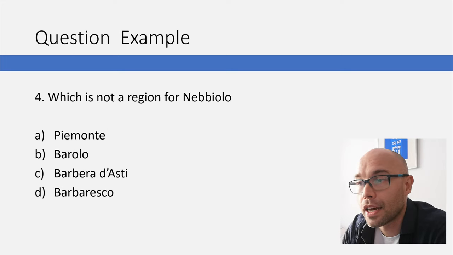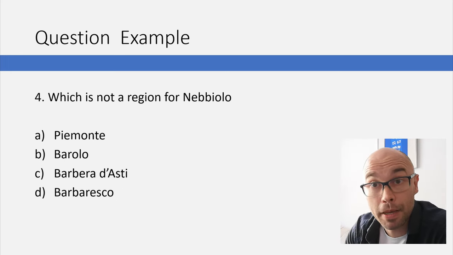Which is not a region for Nebbiolo? Piemonte, Barolo, Barbera d'Asti, Barbaresco. The correct answer is C, Barbera d'Asti.